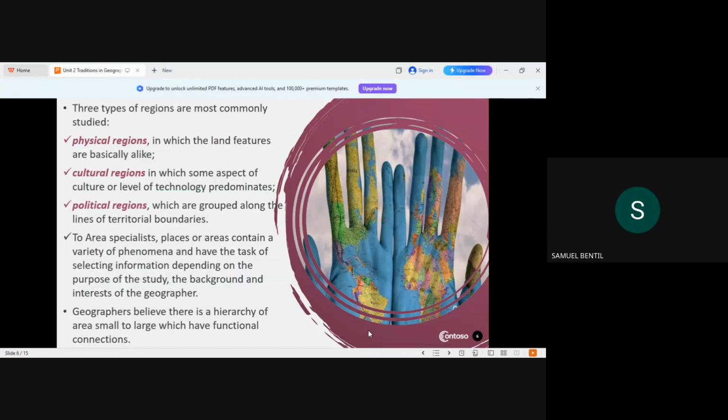and they have the task of selecting information depending on what is driving their study, their investigation, and provide background and interest of the geographer. So geographers believe that there is a hierarchy of areas, small to large, which have functional connections to each other. And that is why regional geographers gather data and look at these various hierarchical areas, and that's why they're able to tell us what we can call towns, cities, villages, hamlets, and all those kinds of areas, and the development pattern that must happen in these areas.